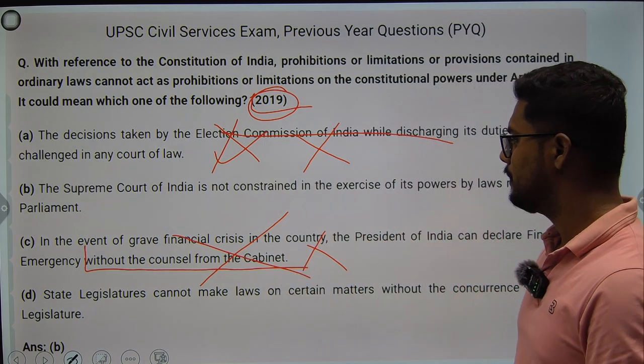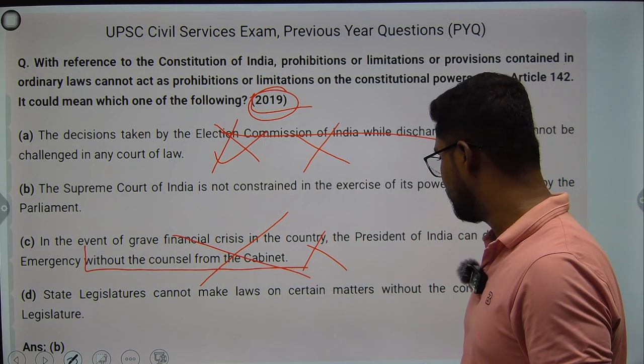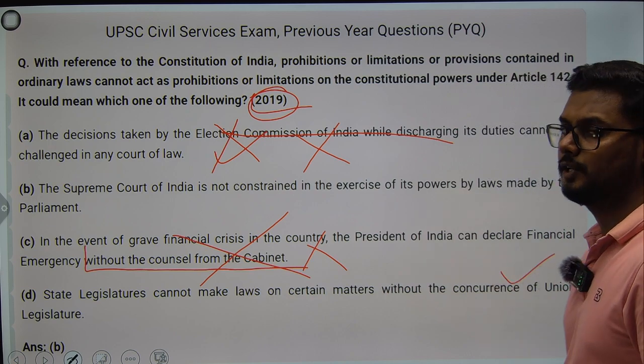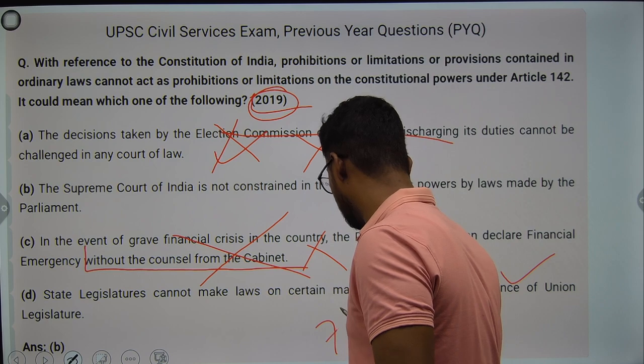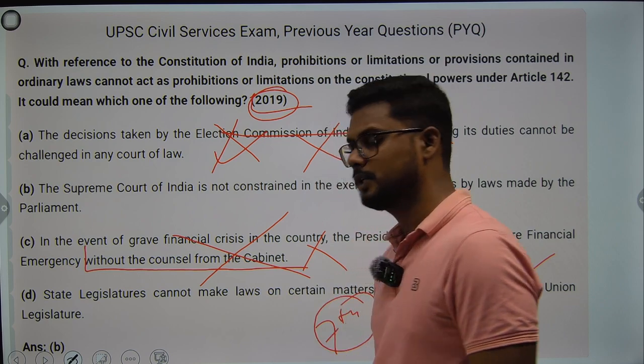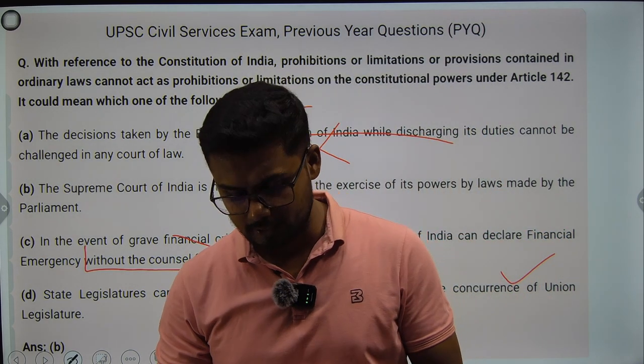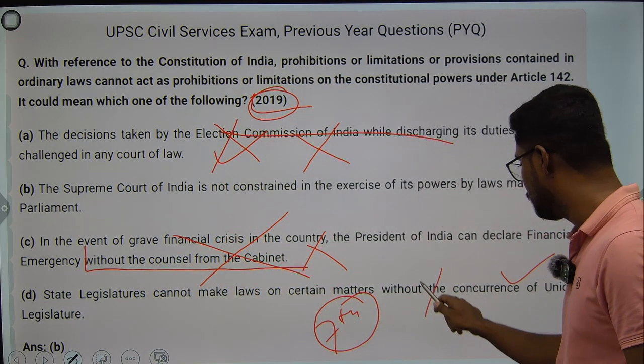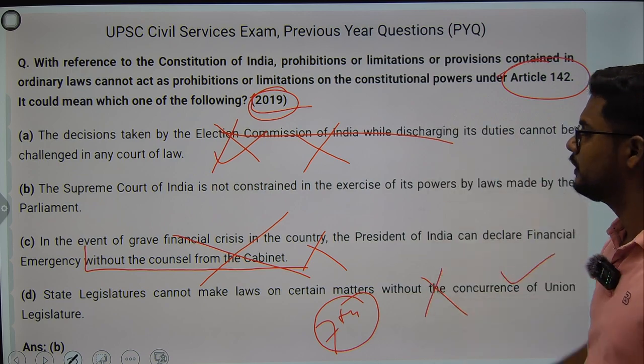Then look at statement D. State legislatures cannot make laws on certain matters without the concurrence of the union legislature. This is true with respect to the 7th Schedule of the Indian Constitution, where the subjects are divided into 3 different categories, that is state list, union list and concurrent list. But dear friends, this is nowhere related to Article 142 of the Indian Constitution.